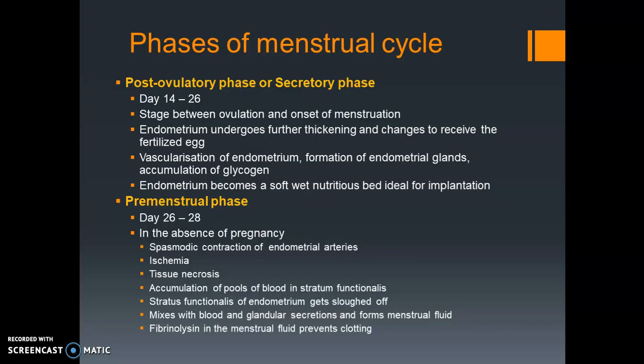6 folds. Then the next phase, that is the post-ovulatory phase or the secretory phase, lasts from day 14 to day 26. So on day 14, ovulation occurs in the ovary. That is why it is called the post-ovulatory phase. And this stage occurs between ovulation and the onset of menstruation. The post-ovulatory phase or the secretory phase is the stage between ovulation and onset of menstruation.